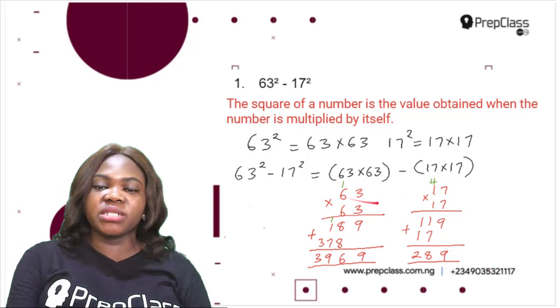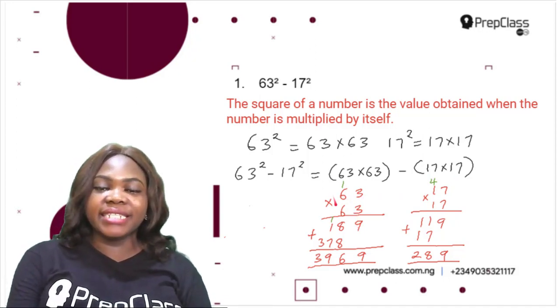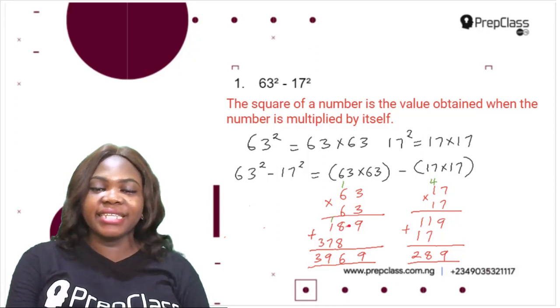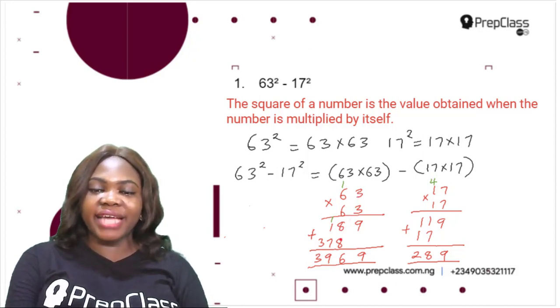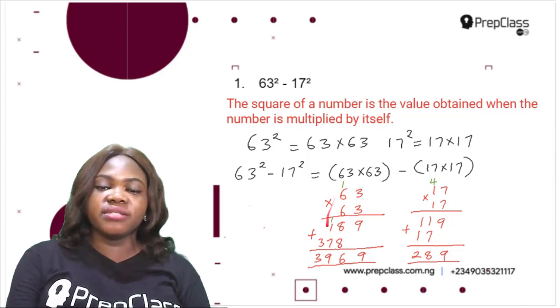Okay, so 63 multiplied by 63 now. 3 times 3 is 9. 3 times 6 is 18, so write it here, 18. Then 6 times 3 is 18. Write 8, carry 1. 6 times 6 is 36. 36 plus 1 is 37.